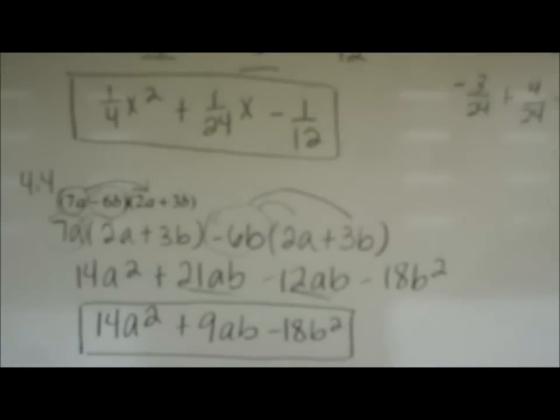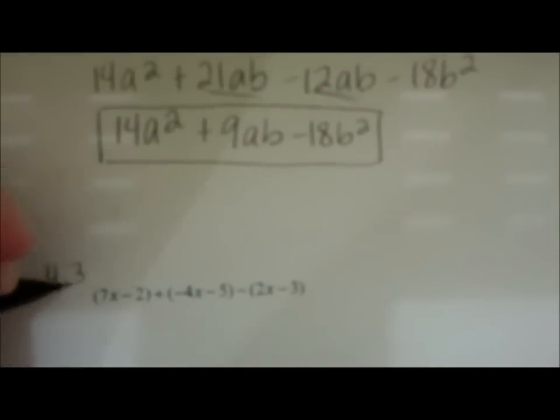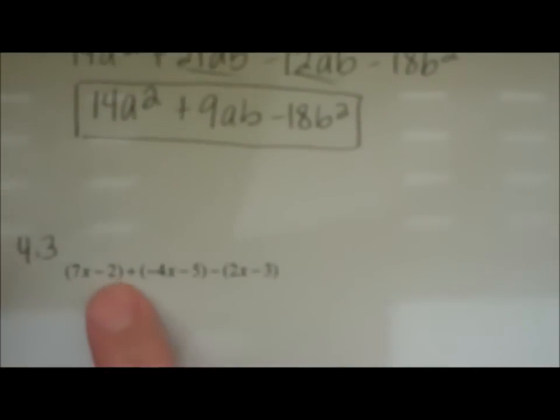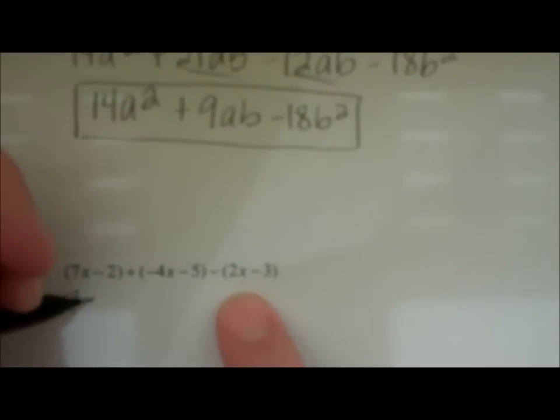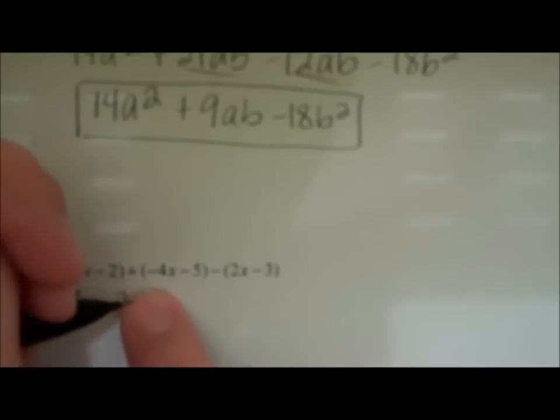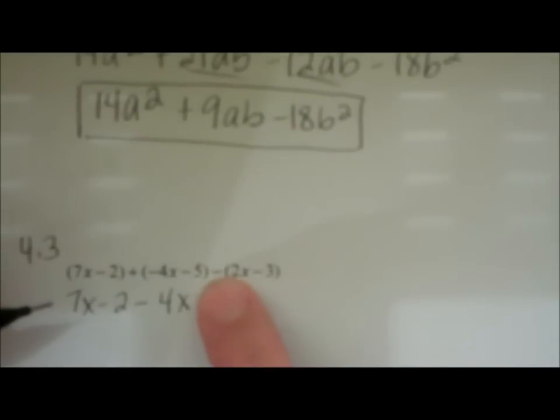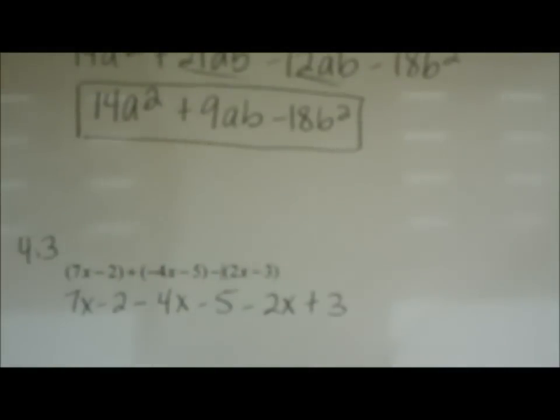And finally, number 25, which comes from section 4.3. This is not multiplication. This is just addition and subtraction of these binomials. So I'm going to rewrite it, 7x minus 2 minus, that's going to be minus 4x, minus 5. Now this negative distributes, minus 2x plus 3, because a negative and a negative makes a positive. Remember, that's like a negative 1 there.